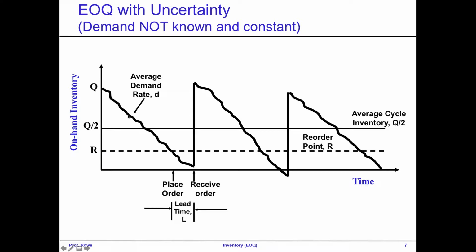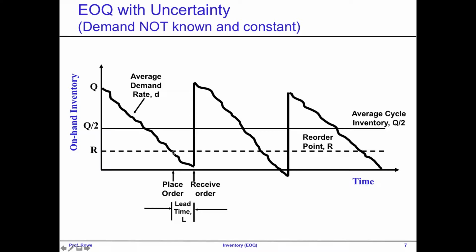So we're coming along, we have plenty of inventory to cover that variability, but then when we get down to this reorder point, from here to the time we receive the order is what we're mainly concerned with. So when we place the order, the reorder point is supposed to cover the demand during the lead time. Well, if that demand is now variable, we can have a couple situations.